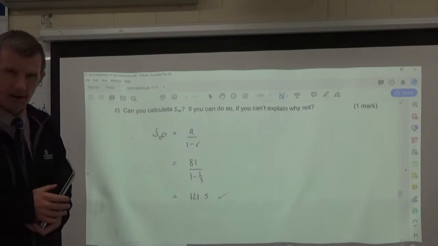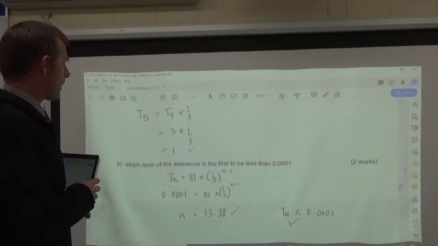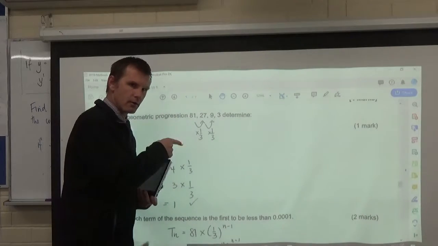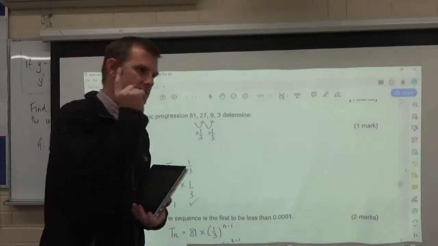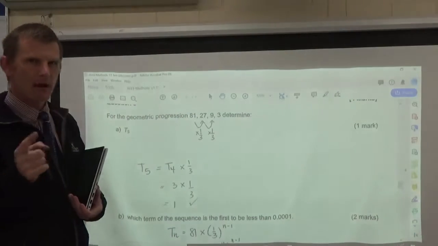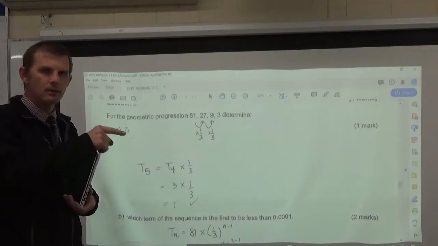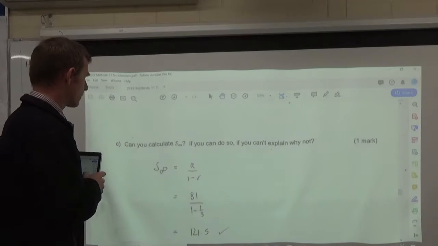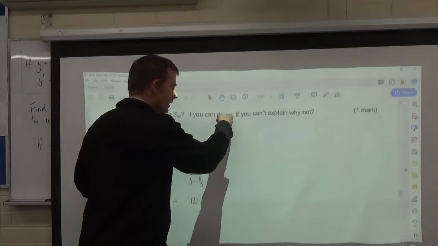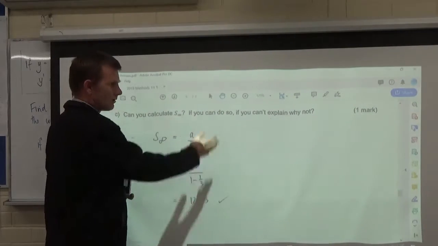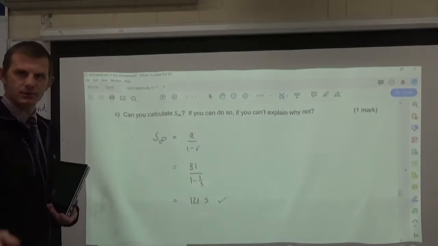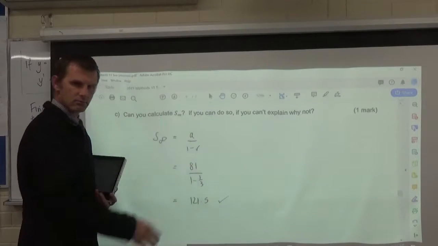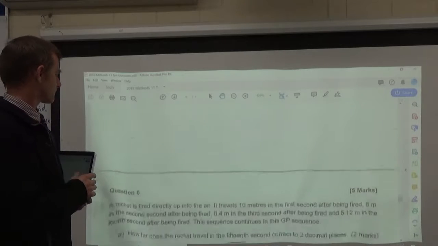Can you calculate S to infinity? Well, way back up here, we figured out that R was 1/3. Now, when you're going to calculate S to infinity, the R value has to be somewhere between 0 and 1. 1/3 is perfect. So, yes, I can. If you can do so, here we are. Don't worry about the rest of it. I don't need to explain because I can do it. Here we go. Easy, easy.